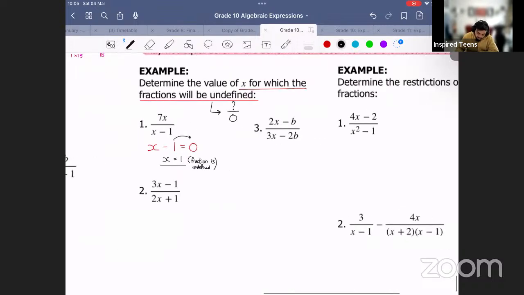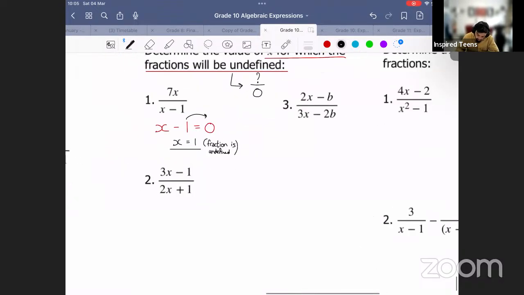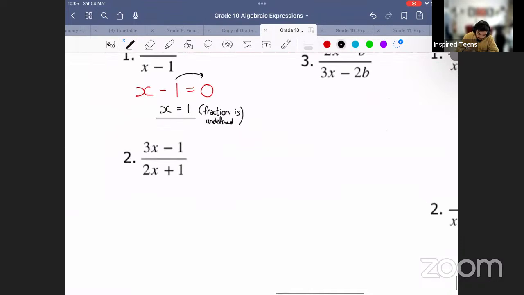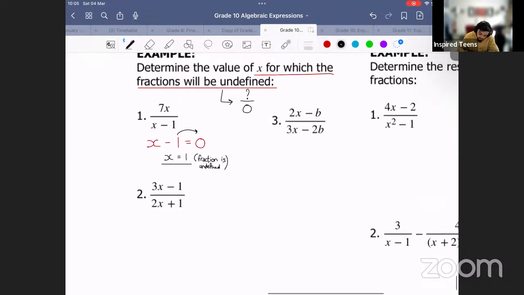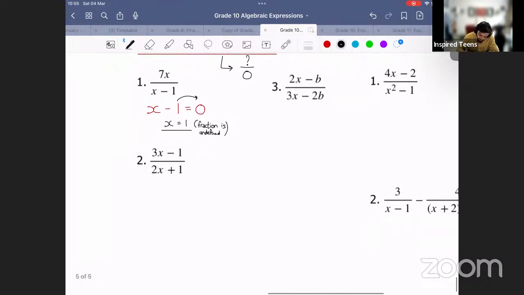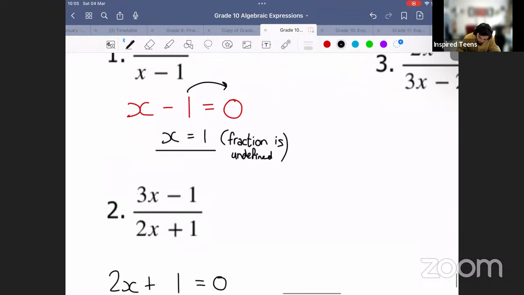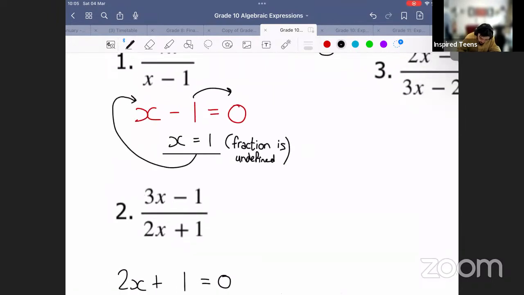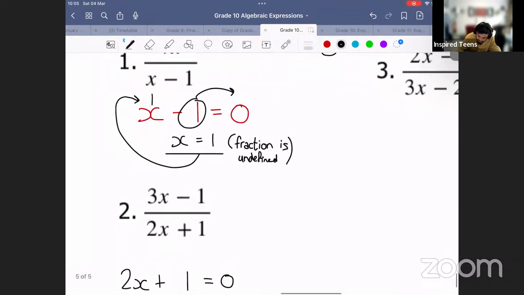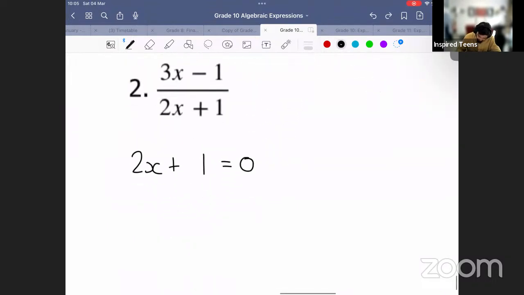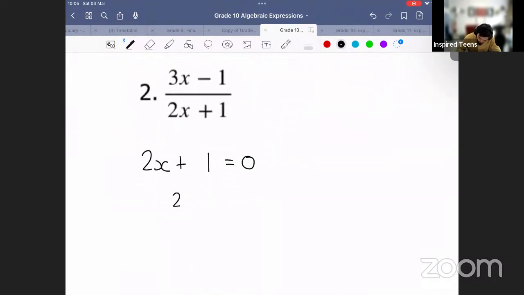Okay, let's do the next one. Number 2. Again, we are determining which value for x the fractions will be undefined. You take your denominator and equate it to 0. This will tell you which value for x makes it undefined. By the way, when I substitute x as 1 in the previous one, it becomes 1 minus 1, which gives me 0. In this case, I take 1 over to the other side, it becomes negative 1.